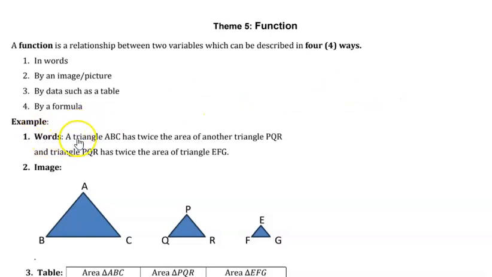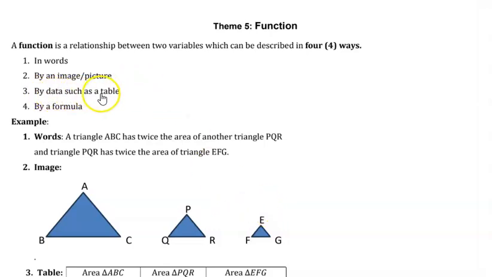Like for instance, we can say a triangle ABC has twice the area of another triangle PQR, and the triangle PQR has twice the area of triangle EFG. If we now represent this in an image, then we can look at the smaller one, triangle EFG, and then the next one, PQR, is now double the size of that. The area is double that size. And the big one is double the size of the triangle PQR. So this is if we use an image.